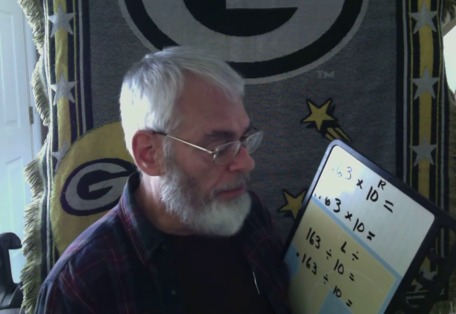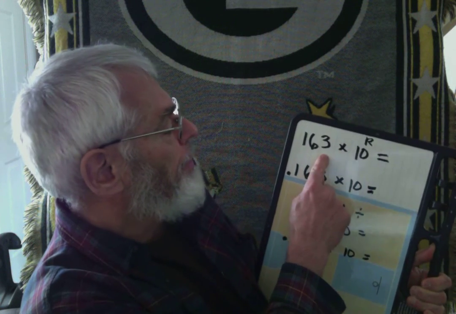Hi guys, wanted to give a few math tips here. We've been talking on a couple lessons here about multiplying by 10, 100, and 1,000. And so I just wanted to go over a couple examples on that. Here's an example, 163 times 10.